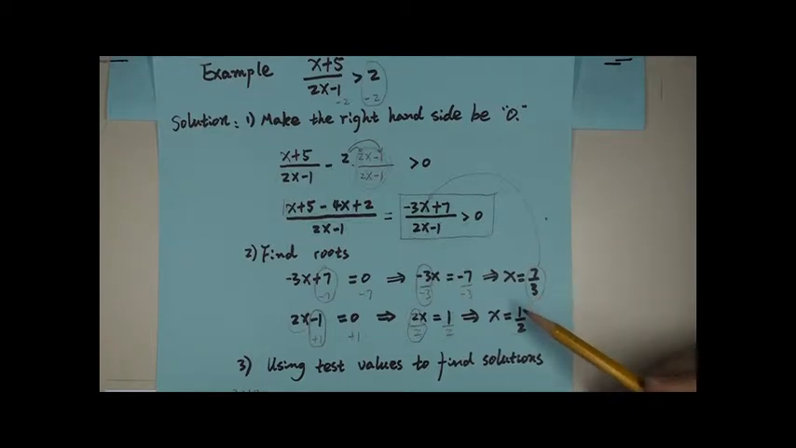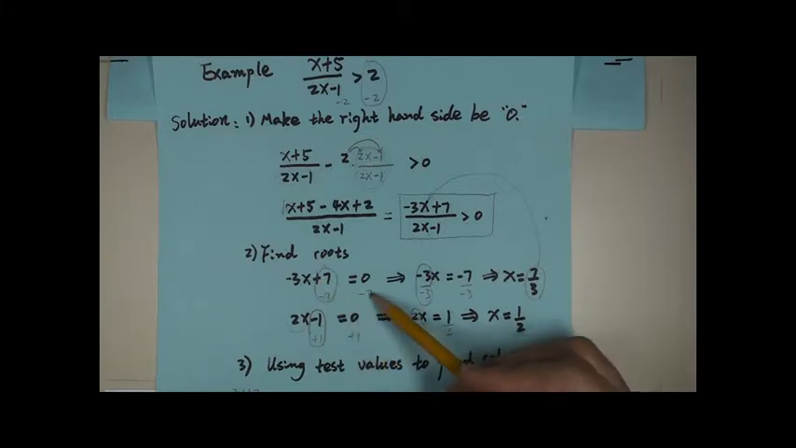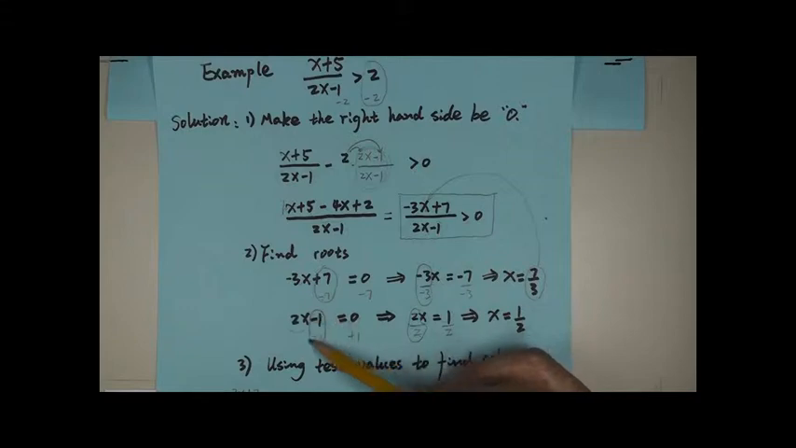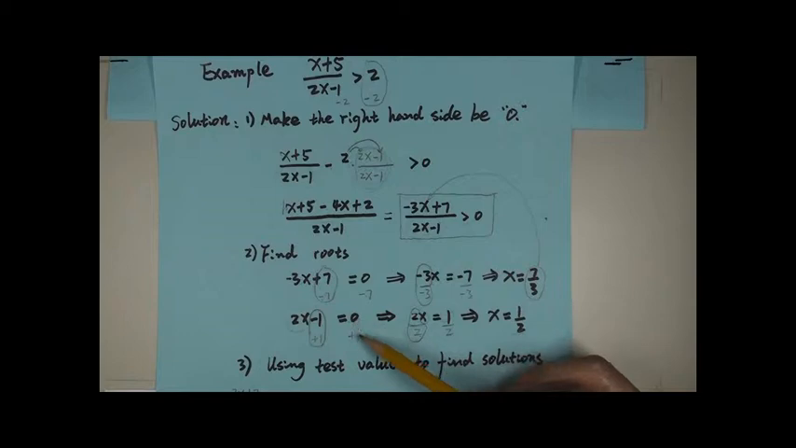Okay. Similarly, for 2x minus 1 equals 0, you plus 1 on both sides. Because here is negative, you want to add. Here was positive, you wanted to subtract. That's different. Cancel this negative 1, you have 2x on the left, 0 plus 1 on the right. 0 plus 1 is 1. Divided by 2 on both sides, cancel this 2, you have x on the left, 1 divided by 2 on the right.